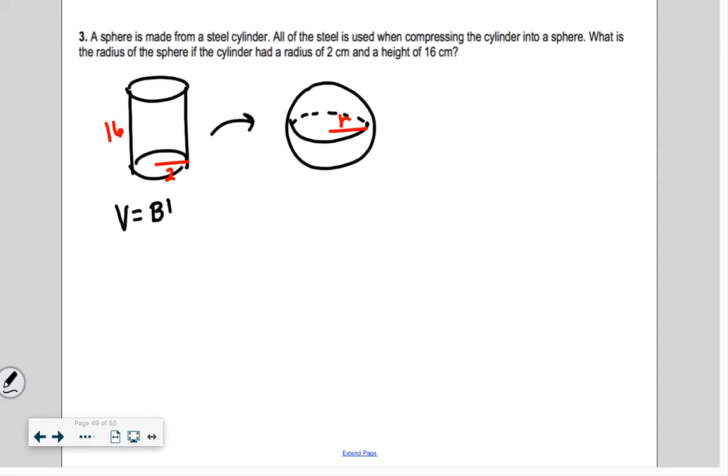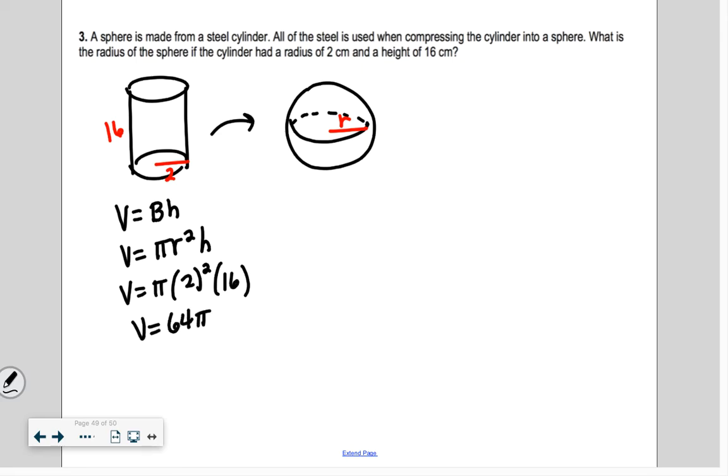Area of the base times the height. Remember we used Isabella's water? So I get pi r squared h. So I get pi, r is 2, h is 16. So I get my volume is equal to 64 pi. Okay, we want that entire volume to go into the 4/3 pi r cubed for this volume, right? So I'm going to replace my v with 64 pi, right?